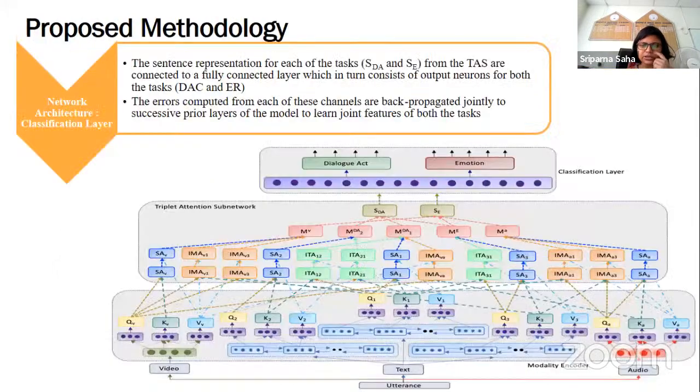So this is now the proposed architecture. Errors computed from each of these channels are backpropagated jointly to successive prior layers of the model to learn joint features of both the tasks. Basically, we are training this model so that the system can easily understand the attribution weights and how to efficiently extract the feature vectors.